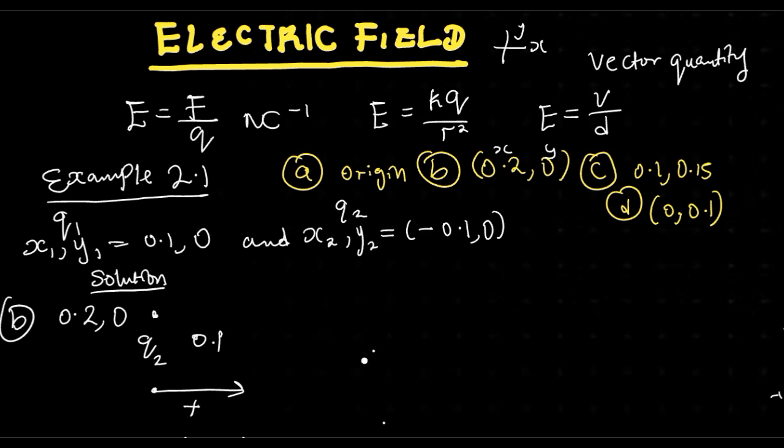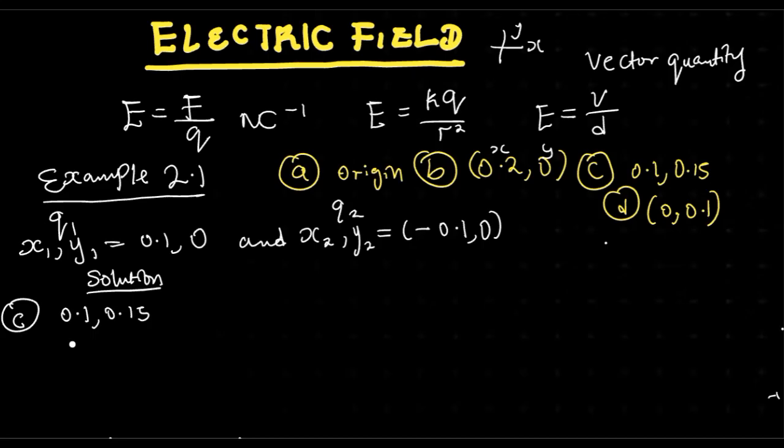So the next question here says, now we have two coordinates, right? Next question, question C, says, at a point. We already know this is X, and this is Y. Now our coordinates: Q2 is at a point 0.1 from the origin, and Q1 is at a point also 0.1. Now we have a question here that Y is what? Y is 0.5.